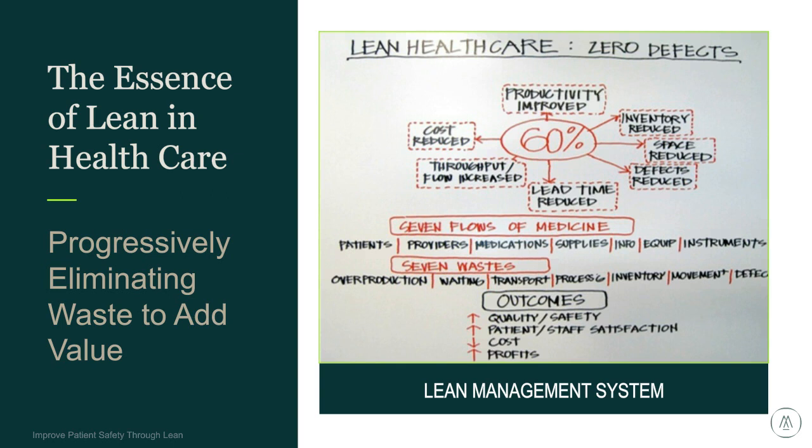There are 7 interconnected flows of healthcare which we want to improve. They're patients, providers, medication, supplies, information, equipment, and instruments. And we also recognize that there is waste, which impacts our customer and staff experience. So we want to be addressing overproduction, waiting, transportation, overprocessing, inventory, movement, and defects. So we need to seek to progressively eliminate waste and variability to create better value and reduce cost.